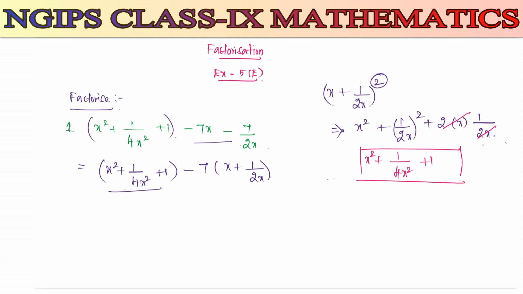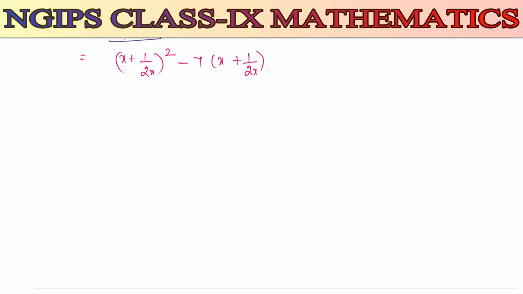Instead of this value I am going to replace it as x plus 1 by 2x whole square minus 7 into x plus 1 by 2x. Now we have two terms. I am going to take the common x plus 1 by 2x in both the terms. Here the leftover is one power I took out, the remaining one more power x plus 1 by 2x. And here I took the whole term x plus 1 by 2x out, the leftover is minus 7. Now these are the factors.